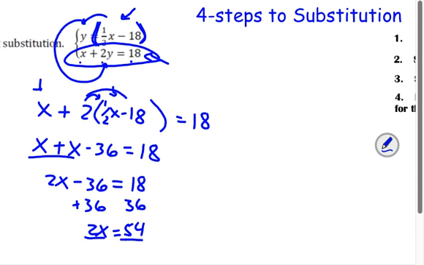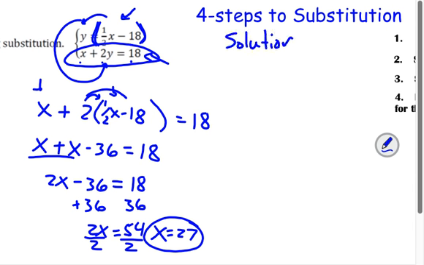Finally, solving for x, divided by 2, I get x equals 27. Now, what a lot of students do is say they're done, they've solved for x. But this is a system of equations. Your solution is an ordered pair, an x, y ordered pair. Our x in this case is 27. Now we need to find the y.